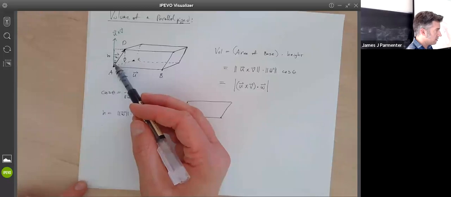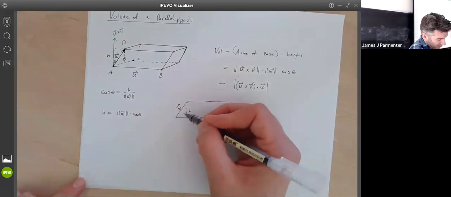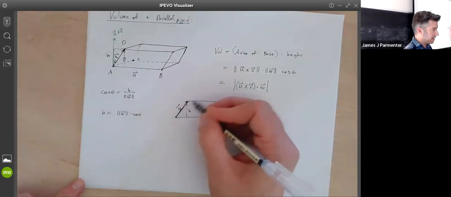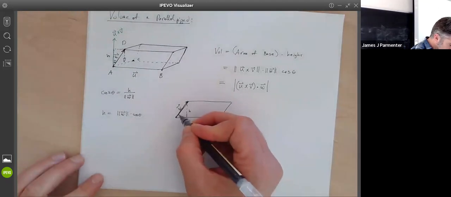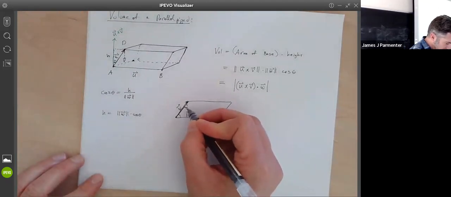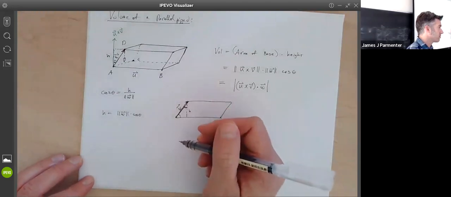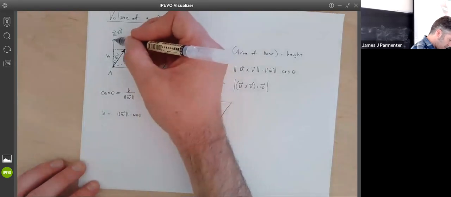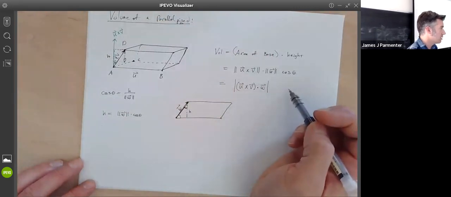The angle is theta. So what is W? W is the vector that starts here and ends here, and the length of W is the length of that side. But theta is not this angle, theta is this angle here. It's because really we need the angle between the vector U cross V and the vector W, so that we get that this thing is what it actually is.